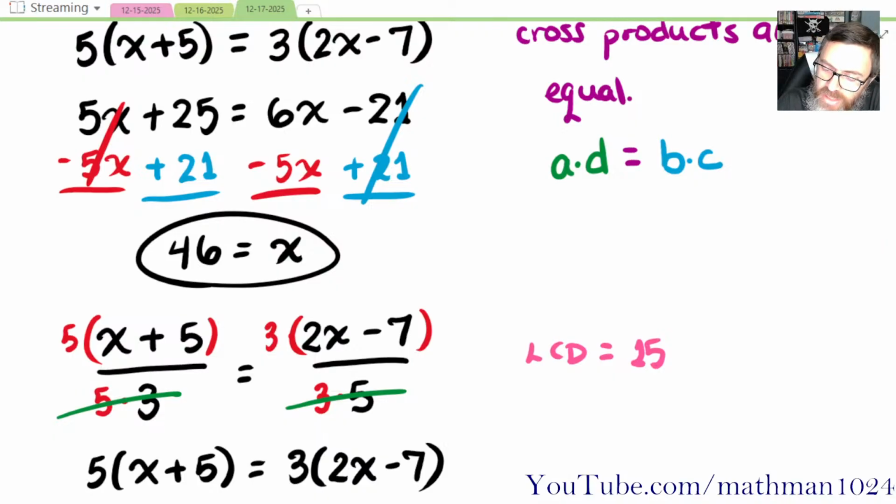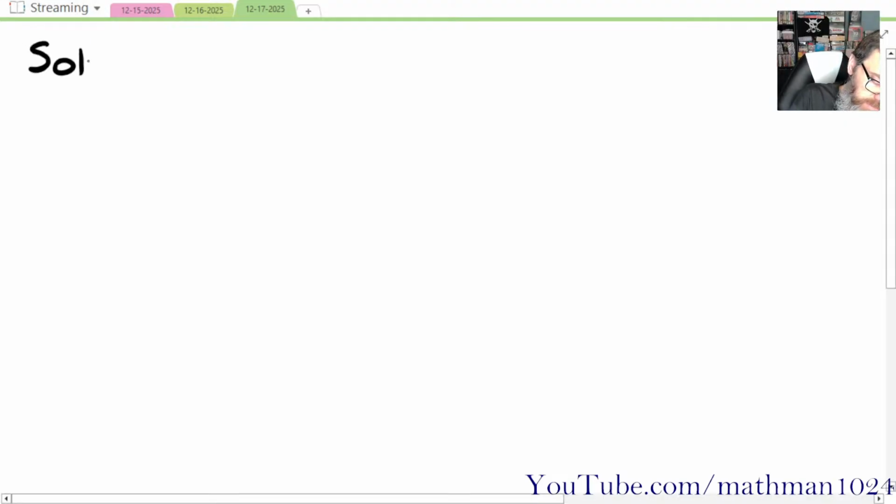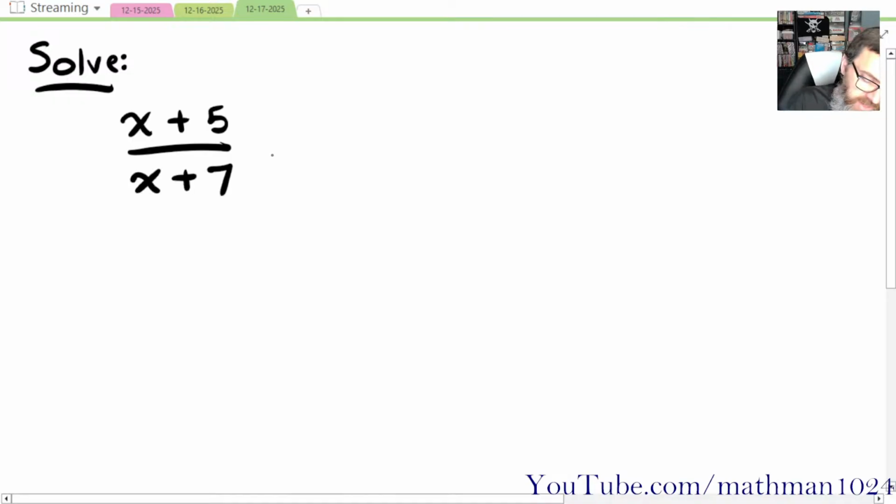Okay. Let's try another one that's kind of like this, but might be just a little bit more difficult. How mean do I want to be? You know what? I'm going to be nice right now. And I'm going to do this. Let's say x plus 5 over x plus 7 equals x over 6.